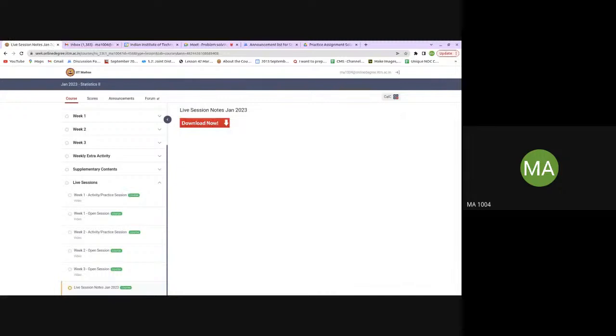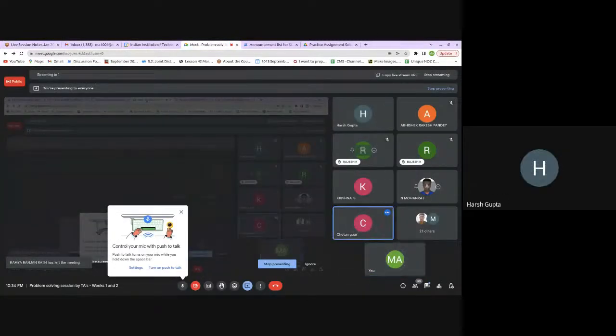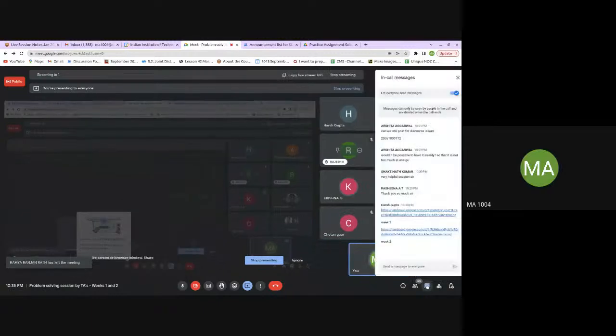Let other people also know. Just inform your friends that these many things have been added to the portal. Just check it. Okay. Any doubts? Okay, so I have got some 8 roll numbers, those who are unable.